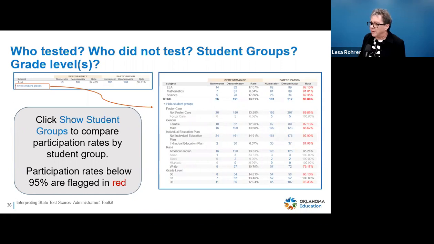We really wanted to highlight that participation rates below 95% are flagged in red. This alerts you that you may want to consider that data. Anything below 95% is red, and those that are light gray mean that there were not 10 students represented in that population, so they are grayed out. If you're a high school, you're probably not going to have that student progress tab, because we wouldn't have any students in those grade levels. Remember, the student progress tab only houses students in grades 3 through 8 for that OSTP.